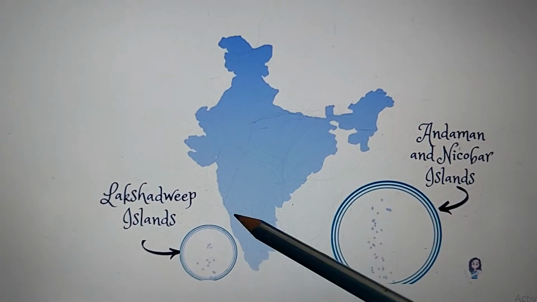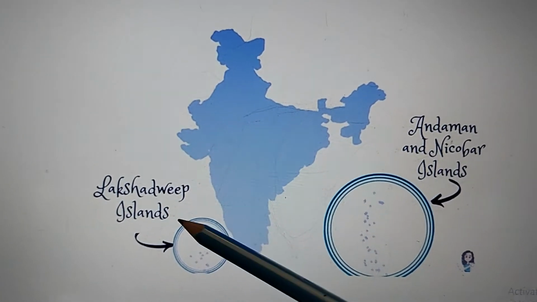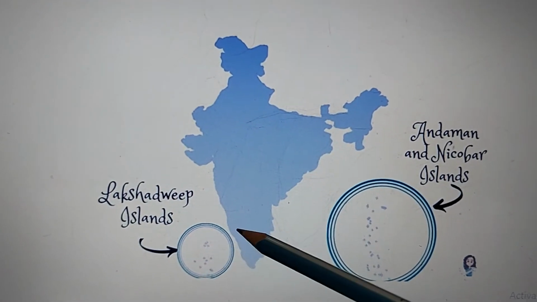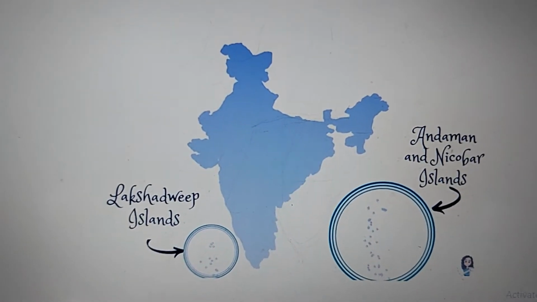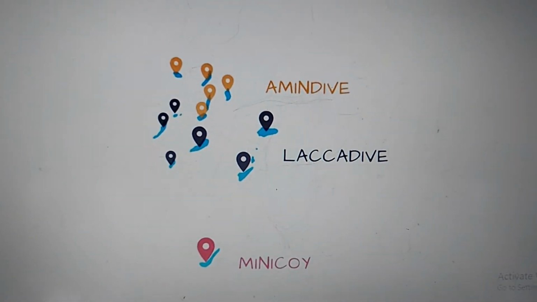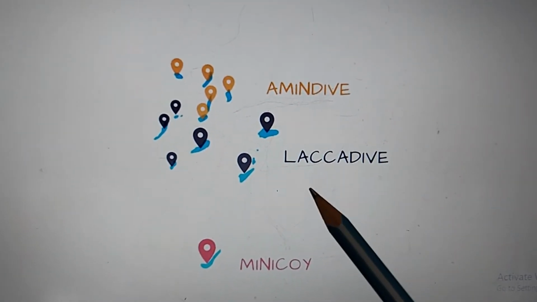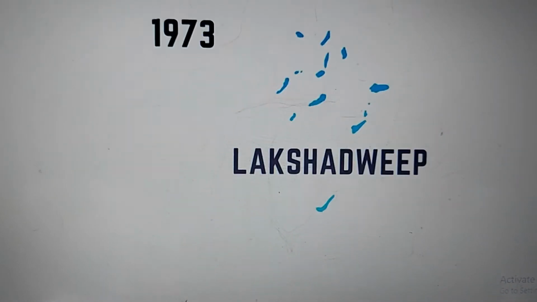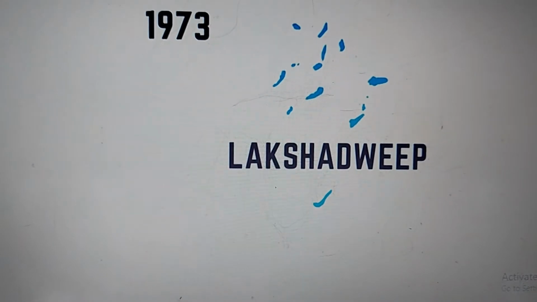You can see here it's close to Kerala and the Malabar coast in the Arabian Sea, and they are small coral islands. Now, they were called by different names earlier. They were called Amandeep, Lakadweep and Minicoy. But in 1973 it was renamed as Lakshadweep.